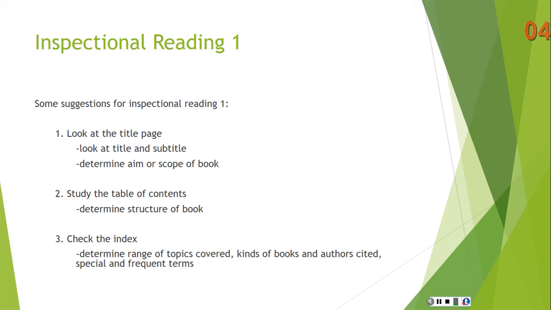And then check the index. That's going to help you determine the range of topics covered, the kinds of books and authors cited, and frequent and special terms. The index for our book is labeled Index, and you can find the page number if you go to the table of contents. The table of contents says Appendix A, recommended reading lists, Appendix B, exercises and tests at the 4 levels of reading, and index. The index is on page 419. The index is really indispensable for helping you navigate the book and figure out what the emphases of the book are. So this is what you're doing in inspectional reading.